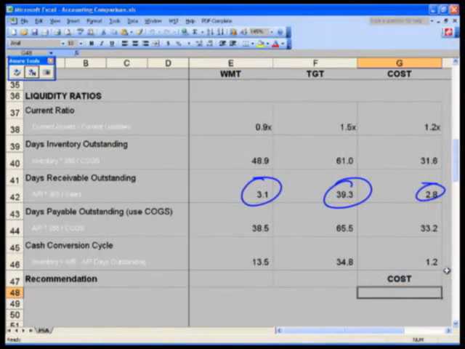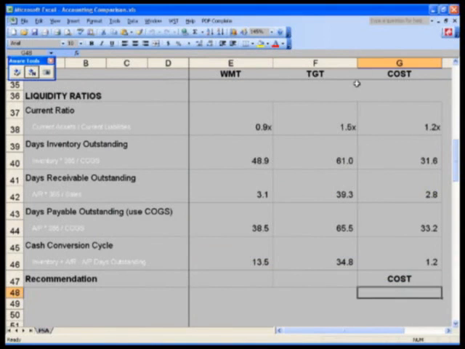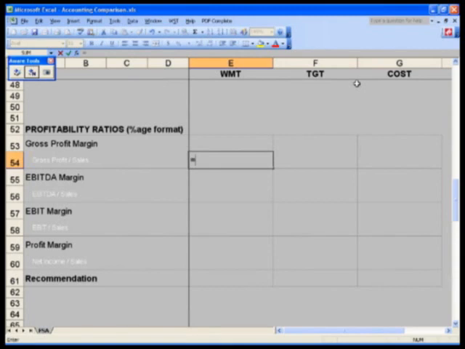But you know what? That's sort of mitigated or offset by their longer days payable outstanding cycle. So maybe that's okay. But in any case, before you rush to judgment about a particular company's profitability or the numbers, you must investigate and dig deeper. So based on this, we will recommend Costco as the numbers that we will want to use. So let us now go ahead and calculate the rest of these numbers.